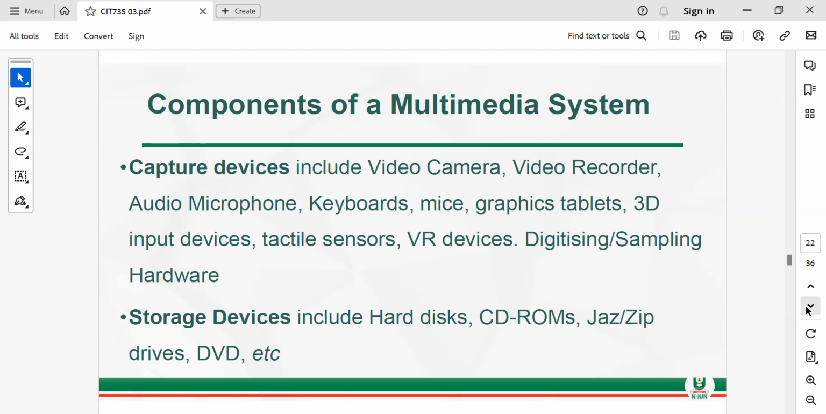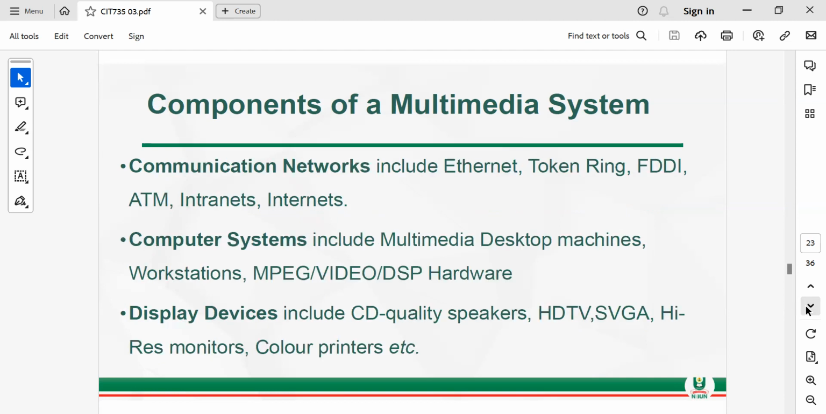They also need storage devices like hard disk to store large amounts of data, CD-ROM to store what you can remove, JAZ or zip drive, and DVD to store what you can take away and work on. You need communication networks like Ethernet, token ring, FDDI, intranet, and internet. If you are working within companies, that is within a particular environment, that is when you start talking about the type of network like token ring, Ethernet, and the other, or intranet. But when you are working on your own and you are interacting with people outside, the internet is the most common communication network we will advise you to have.